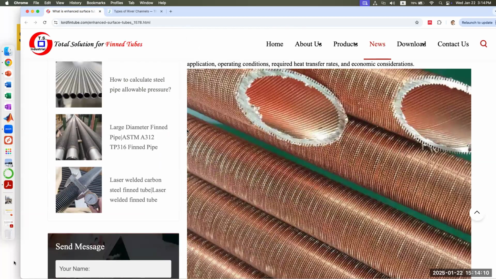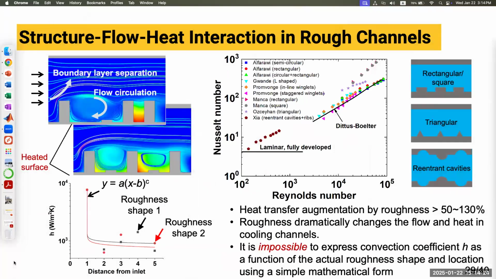And in many engineering systems, such as tubing or piping systems, we intentionally make grooves or some surface roughness to generate flow circulation and complex flow patterns. And the reason for making rough channels in engineering systems is to enhance the heat transfer performance.